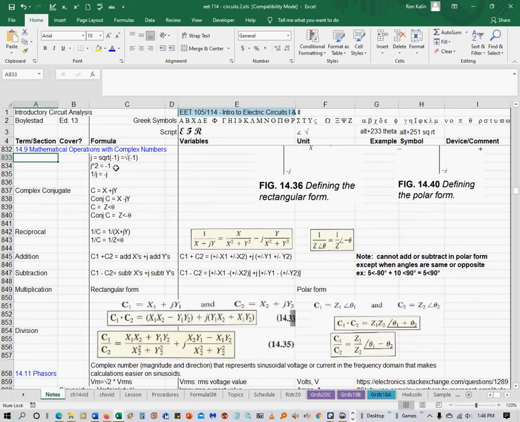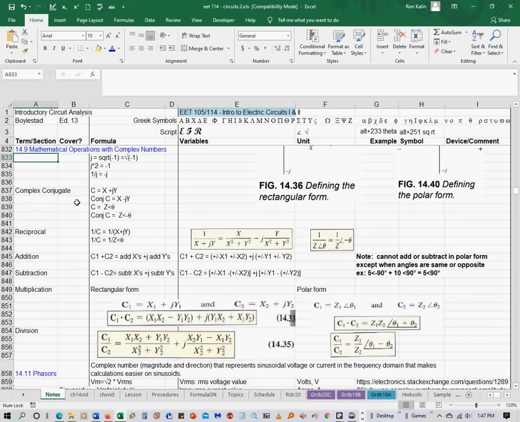So it has some special properties. j squared equals -1. And 1 divided by j ends up equaling -j. So 1 divided by -j would end up equaling +j. And you can do some manipulations with that property.